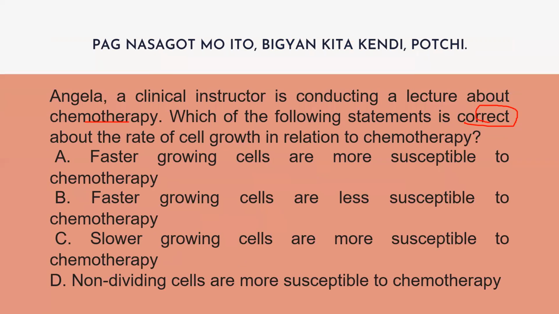Pochi. A. Faster growing cells are more susceptible to chemotherapy. B. Faster growing cells are less susceptible to chemotherapy. C. Slower growing cells are more susceptible to chemotherapy. D. Non-dividing cells are more susceptible to chemotherapy. So, I hope alam mo yung sagot dyan at malinaw sa'yo yung sagot dyan.